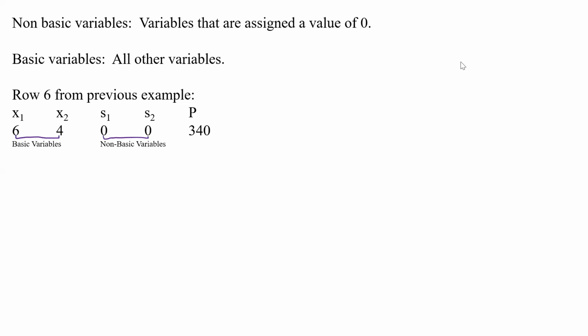All right, so the non-basic variables are variables that are assigned a value of zero. So if they have a zero, they're non-basic. And if they're basic variables, it's going to be anything else, anything that has a number. So those are going to be our basic ones.